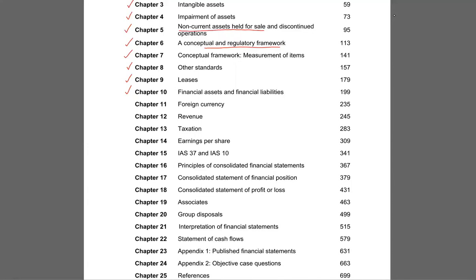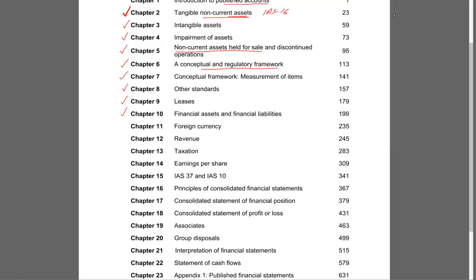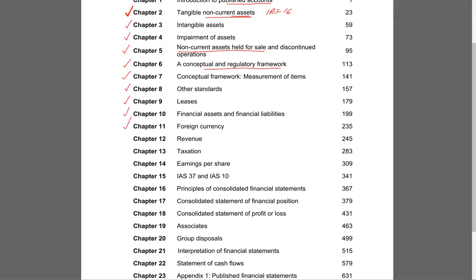Foreign currency. If you have purchased or sold anything in a foreign currency other than pounds, then what are the accounting implications? How to calculate exchange gain or loss? After that, we will cover the incomes or revenue. If you are going to sell anything, how to record the revenue, when to record the revenue. If you are going to sell anything and you are offering discounts, how to record these discounts.